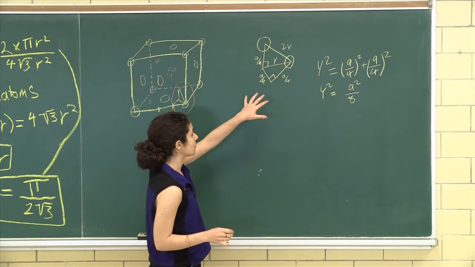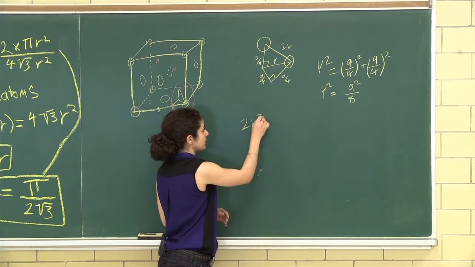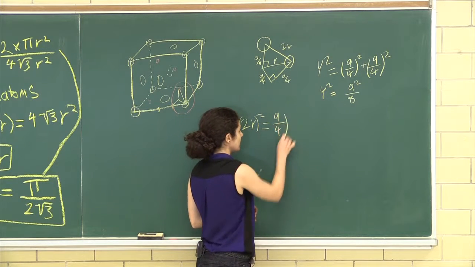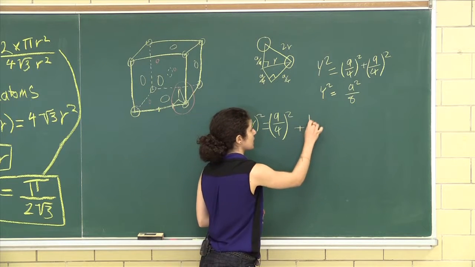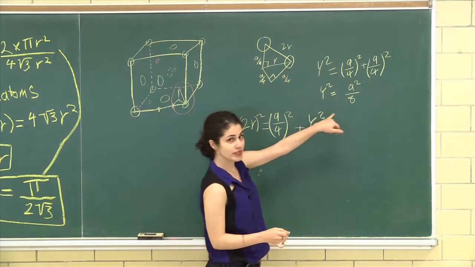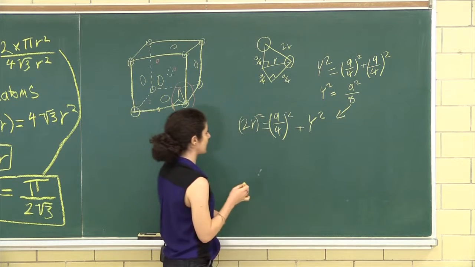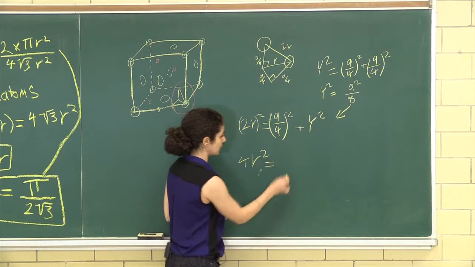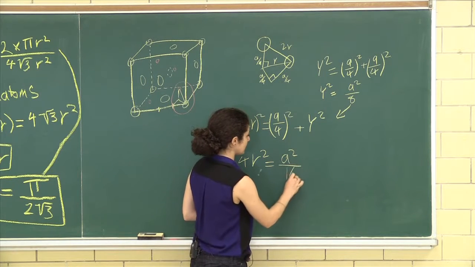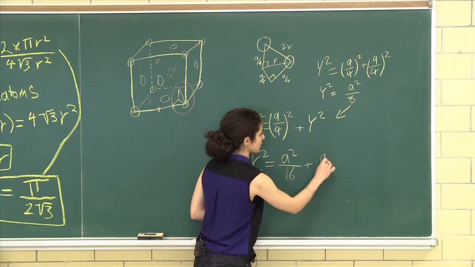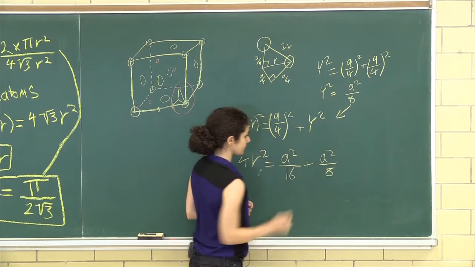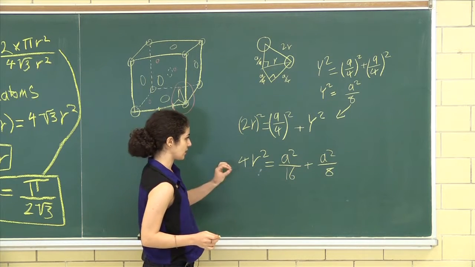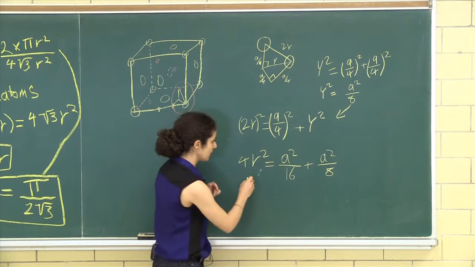Now the second triangle, we have 2R squared is equal to A over 4 squared plus Y squared. We have Y squared from up here, so let's put that in. And let's solve for the other guys. So 4R squared is equal to A squared over 16 plus A squared all over 8. Perfect. Now we can solve for our A to R ratio. Takes a bit of crunching numbers, but we can do it.